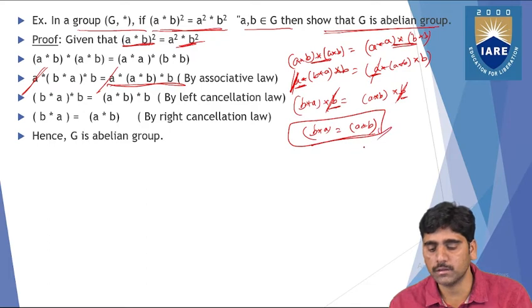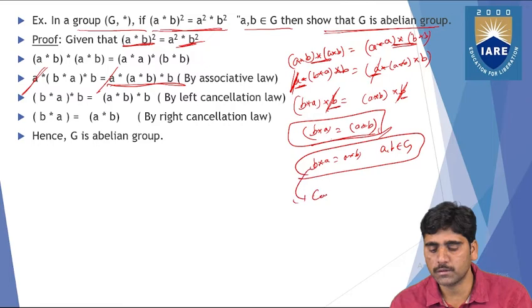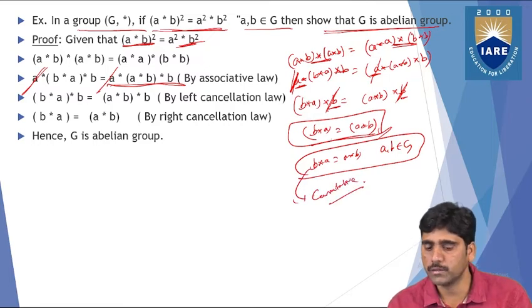Hence we know that b * a equals a * b for a, b belongs to G, as per the commutative property. It becomes a commutative group, and a commutative group is nothing but an abelian group.